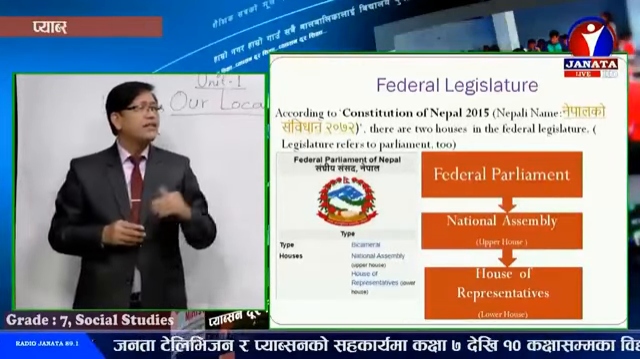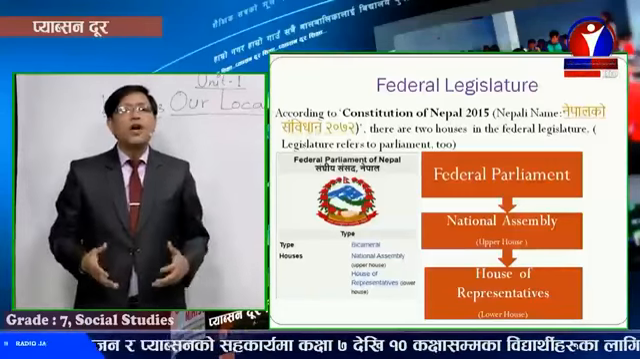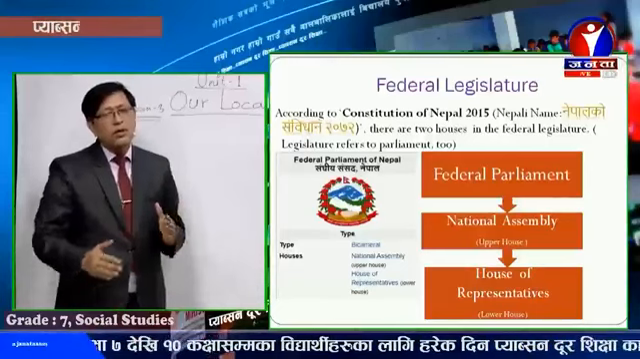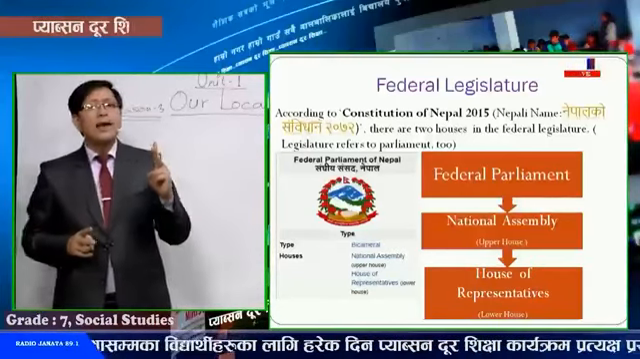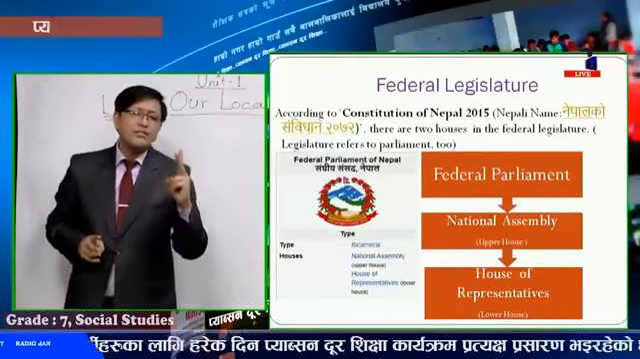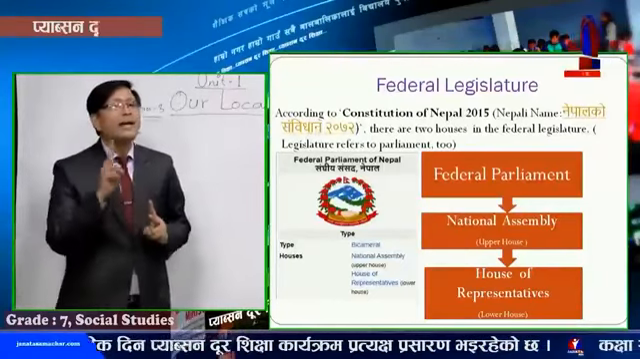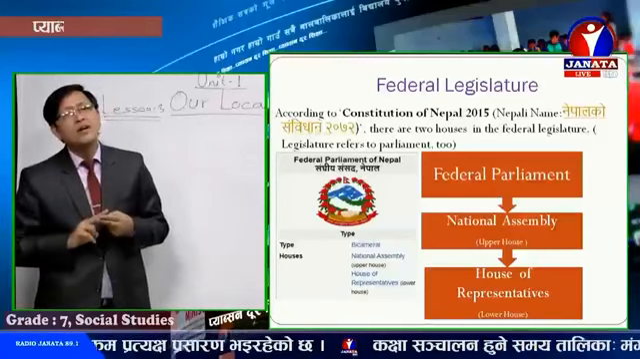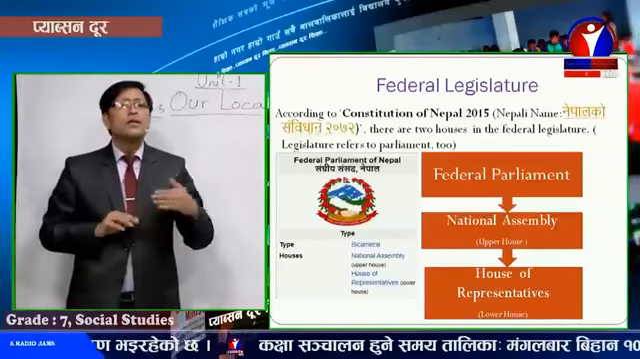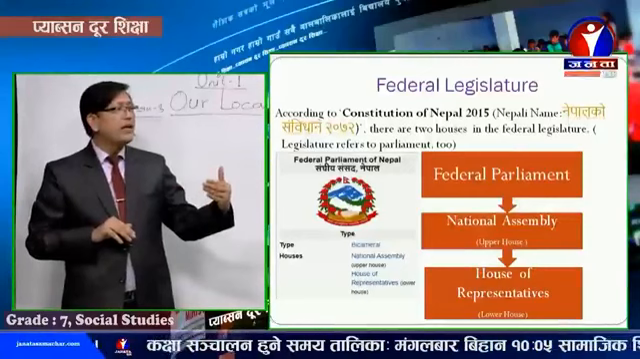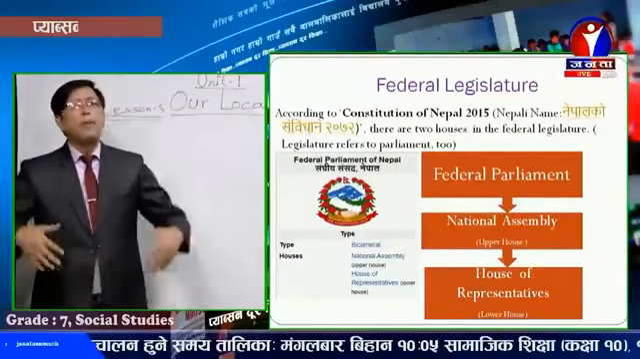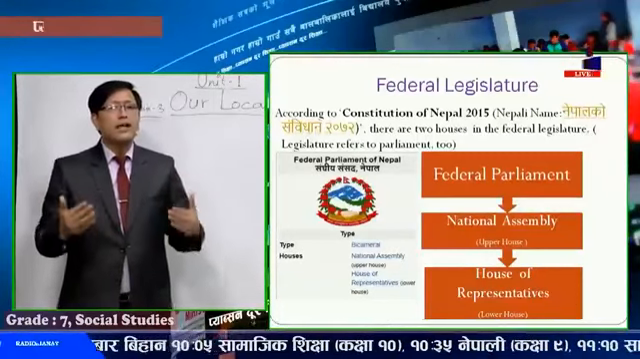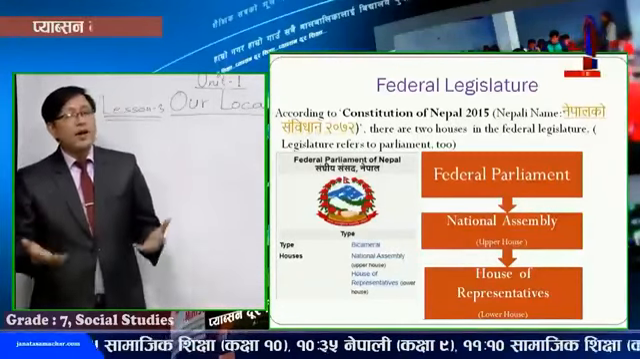One is the National Assembly. It is called the upper house. I will discuss the National Assembly later on. But understand, our federal legislature has two houses, which means our federal legislature is bicameral. When a legislature has two houses, it is called bicameral, Dvisadanatmak. And what are they? They are the National Assembly, called the upper house, Mathillo Sabha, and in Nepali Rashtriya Sabha. It is called the upper house also.